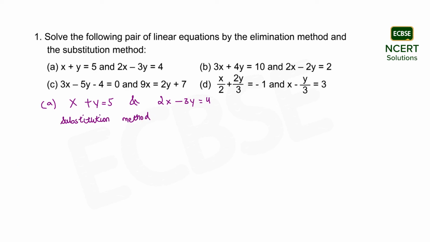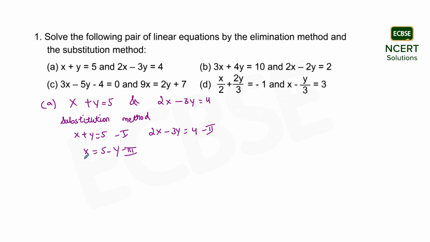Writing the two linear equations, that is x plus y is equal to 5, let this be the first equation. And the second equation is 2x minus 3y is equal to 4. Mark this the second equation. Now find the value of x from the first equation, which comes out to be equal to 5 minus y. Let me mark this as the third equation.